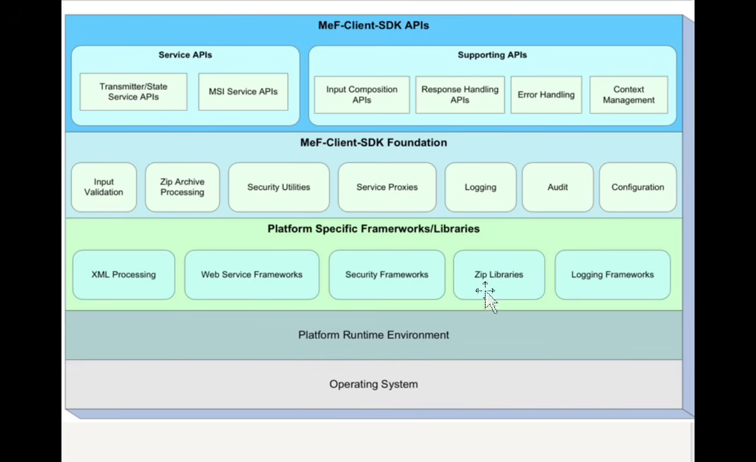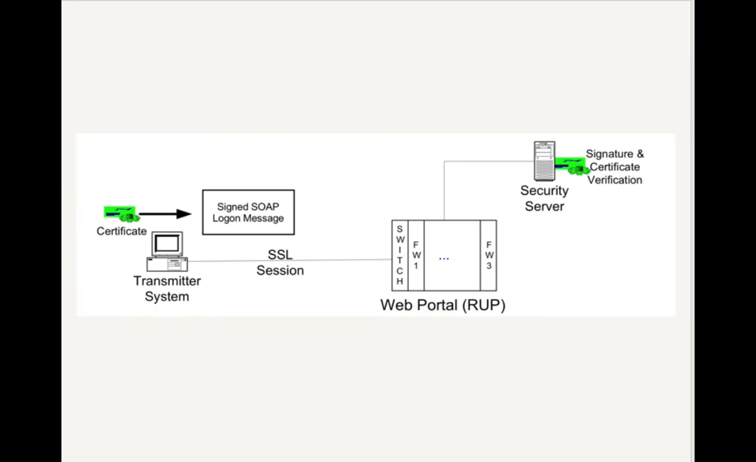So the client SDK runs on the operating system. There is a runtime environment. Those libraries are there. For example, for the return processing, for web services framework, there is a security framework. Zip libraries are there for input validation, security utilities, service processes, which could be used in turn. So I'm just presenting it in a bottom-up view so that you know what's the underlying, and then on the top level, these supporting APIs and the service APIs could be used by either the transmitters, software developers writing those applications, or the state application.